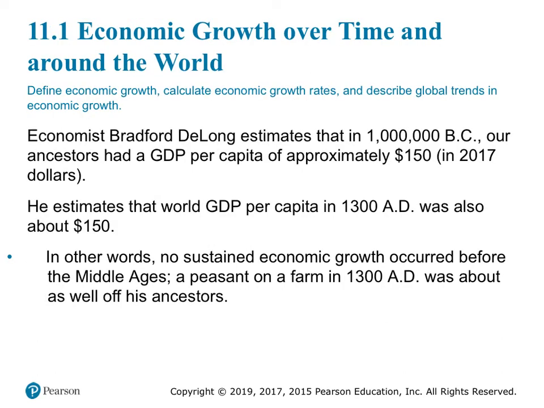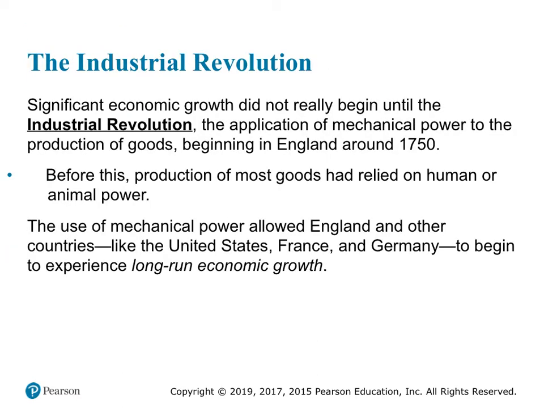Economist Brad DeLong estimated that in 1 million BC, our ancestors had an average income of about $150 a person, and that in 1300 AD, that income was the same. So there was no sustained economic growth before the Middle Ages. People just lived the same generation to generation, with no improvements in living standards. And truly significant economic growth didn't begin until the Industrial Revolution.